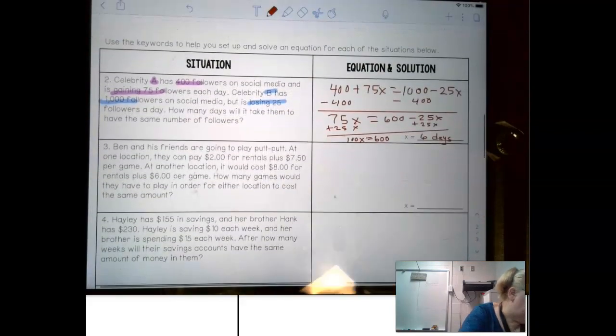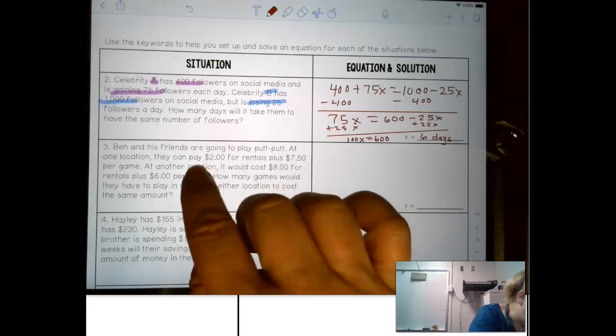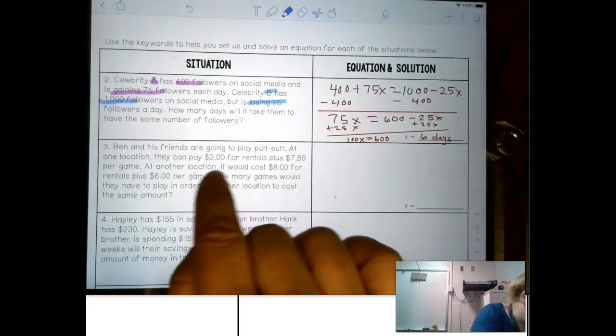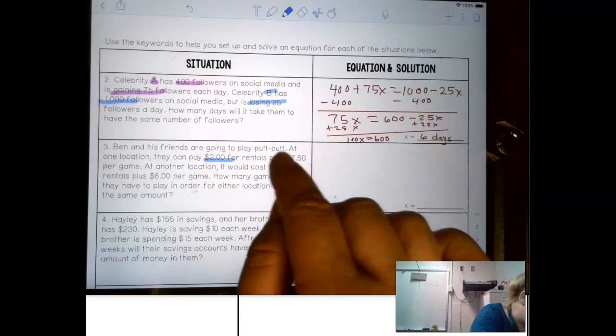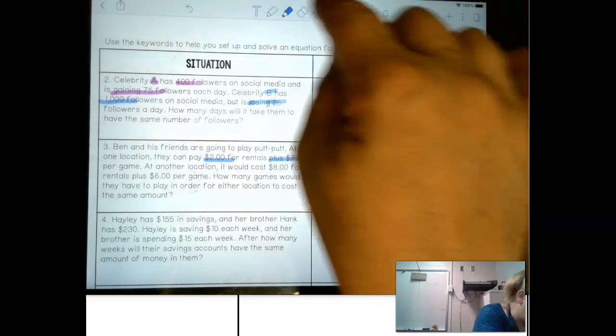Okay, let's do one more. Ben and his friends are going to play putt-putt. At one location, they can pay $2 for rentals plus $7.50 per game. At another, that would cost $8 for rentals plus $6 per game. How many games would they have to play in order for it to cost the same amount at either location? So we have, what do we know? We know that $2 plus $7.50, so that's going to be where our variable goes.